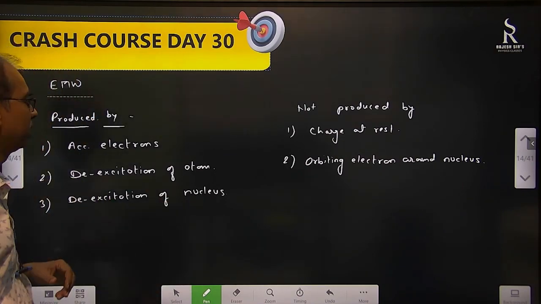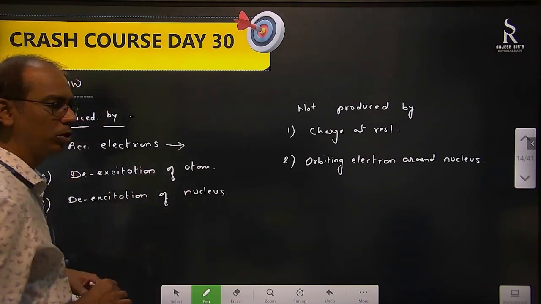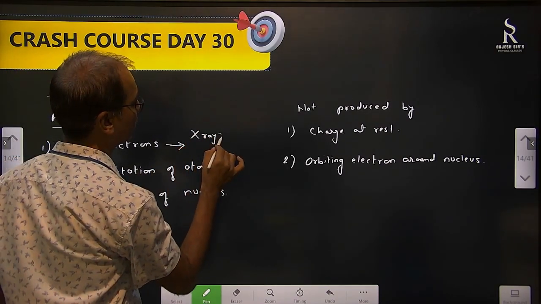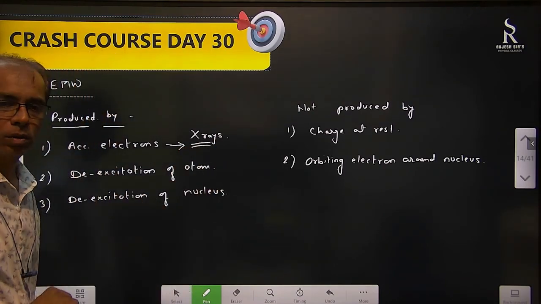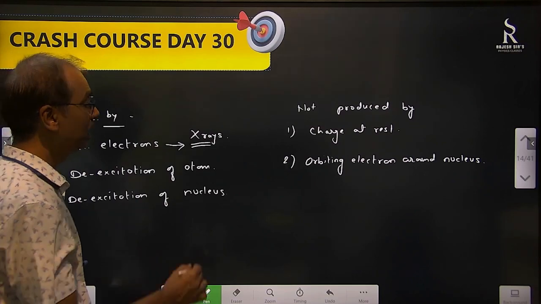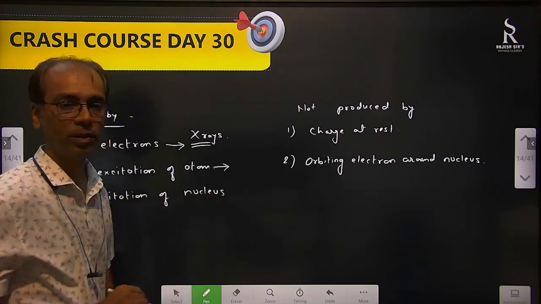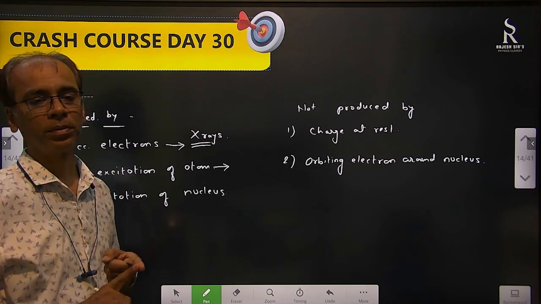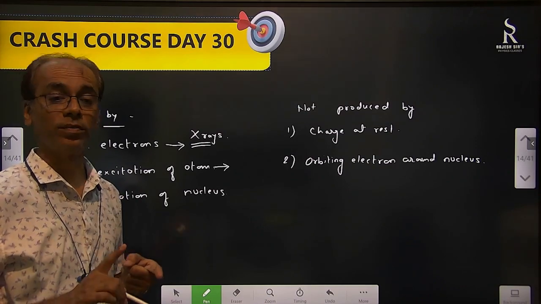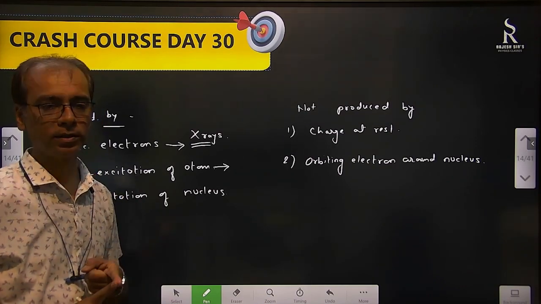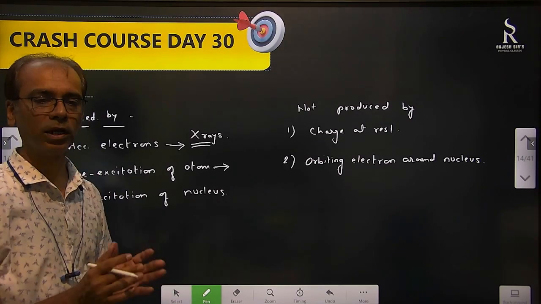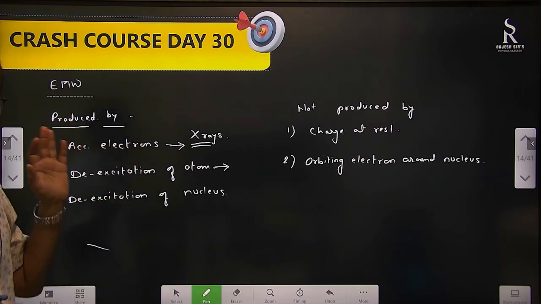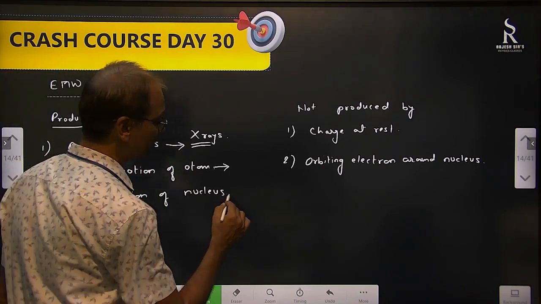One way is accelerating electrons. Accelerating electrons produce electromagnetic waves, which ones? X-rays. X-rays are produced by this. Then, de-excitation of an atom also produces electromagnetic waves. Sometimes ultraviolet rays, visible rays and infrared rays are produced, and these are also part of electromagnetic waves. So from de-excitation of an atom we get electromagnetic waves. Then, de-excitation of a nucleus.